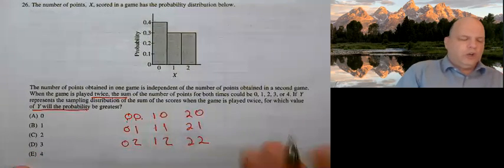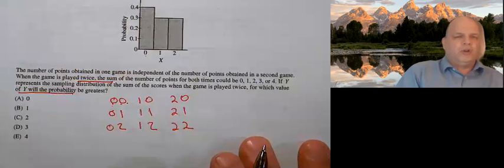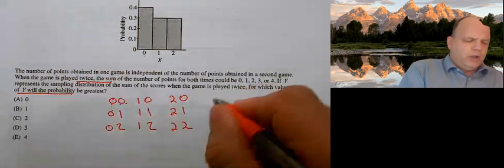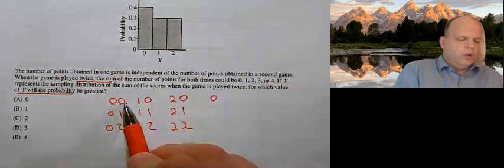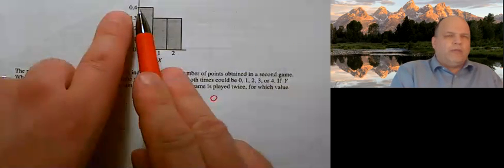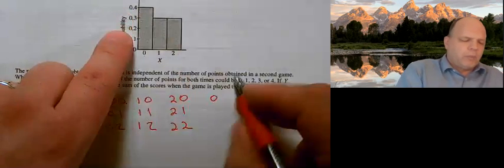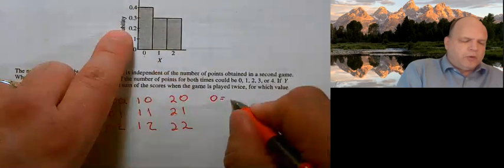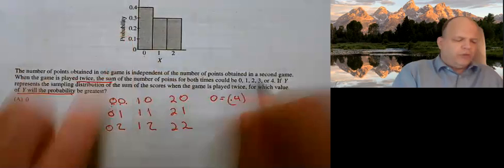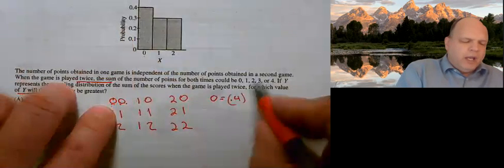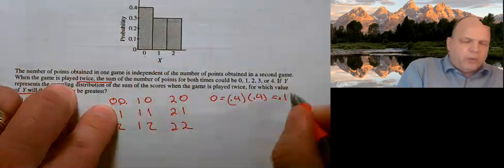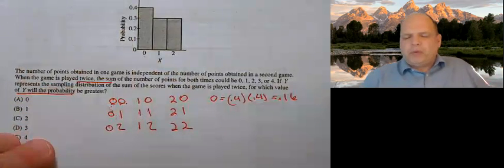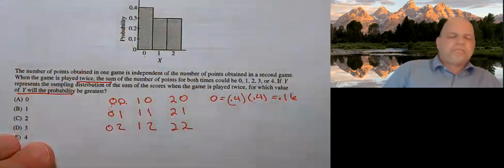So what's the likelihood that I get 0 points? Well, the likelihood that I get 0 points means I have to get a 0 and a 0. So what's the probability of getting a 0? 0.4. On the first game, it's 0.4. But I also have to get 0 on the second game. And since they're independent, I can go ahead and multiply them. And this is 0.16. So there's a 16% chance that that would happen.